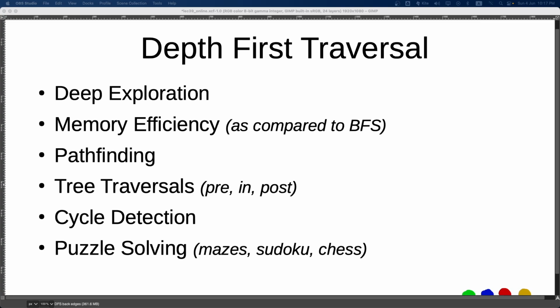Having seen the breadth-first traversal in our previous video, it's time to explore another powerful graph traversal technique, and that's called the depth-first traversal. It's also known as the depth-first search or DFS. Depth-first traversal prioritizes depth over breadth. So you use DFS if you want to go as deep as possible, as fast as possible.